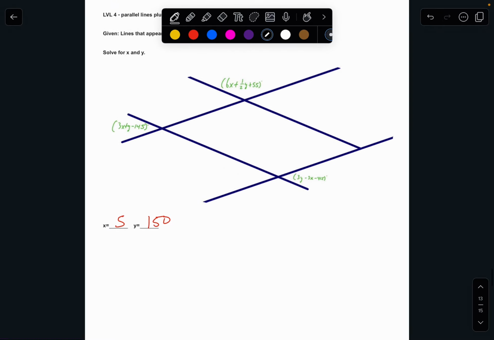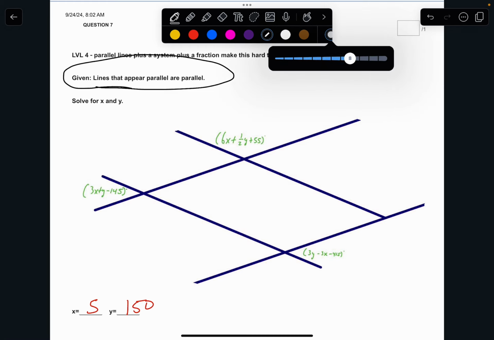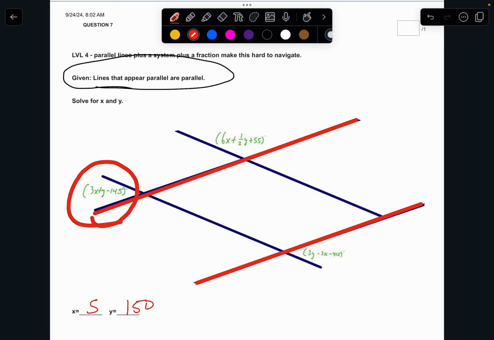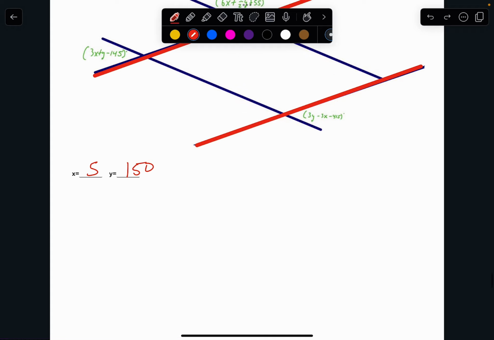All right. It says lines that look parallel are parallel. That's nice. So we got parallel lines all over the place. We have red is going to be parallel to red. These look parallel, so they are. Because of those, I know these two angles are equal. Those are alternate exterior angles. So because of those red lines, I know that alternate exterior angles are equal.